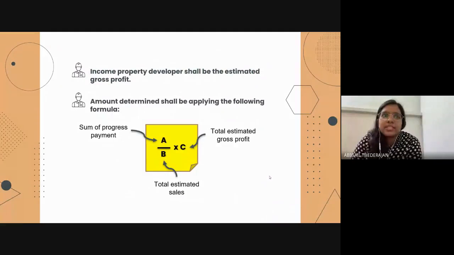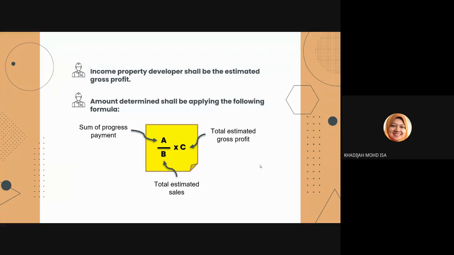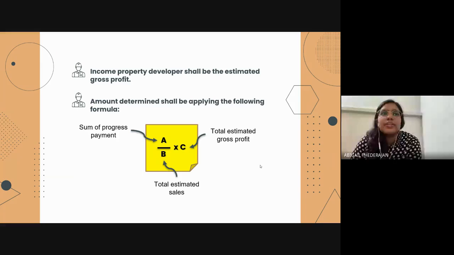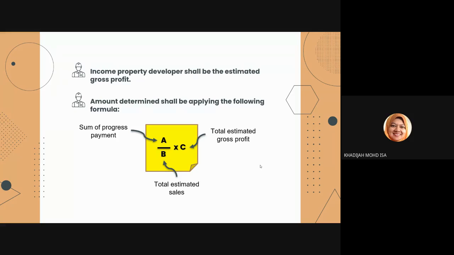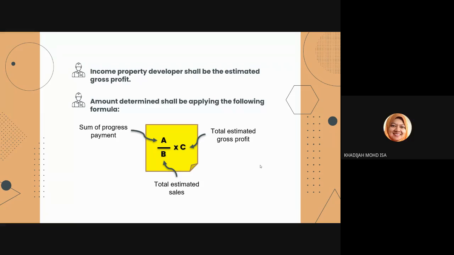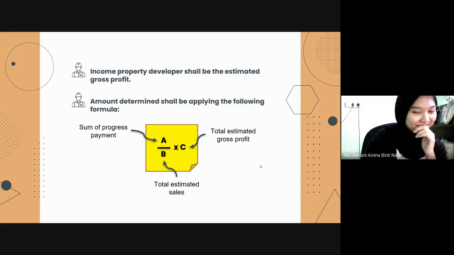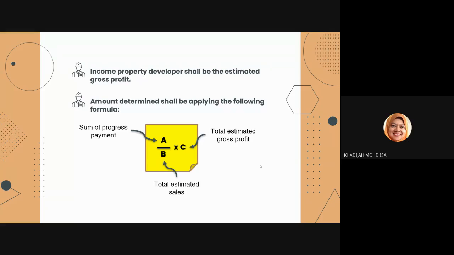Right, you want to find the estimated gross profit for the year. The estimated gross profit given already is your 8 million. No, Doctor, that 8 million is for the overall project. The one we are calculating now is for the year. Okay, you want to compute for the year.